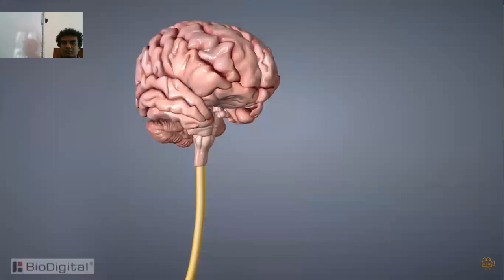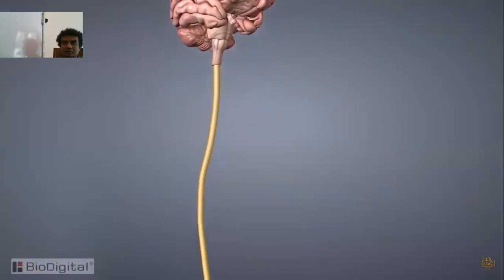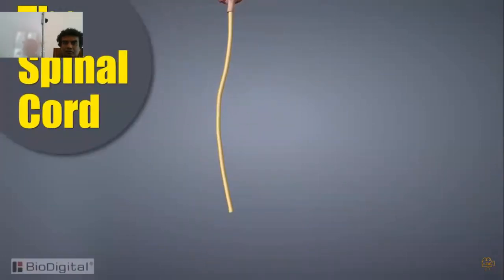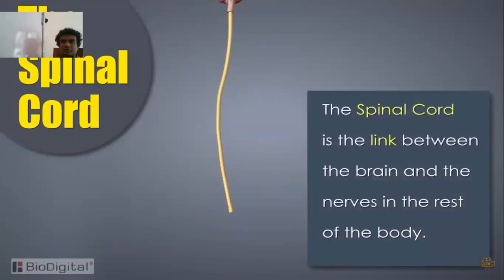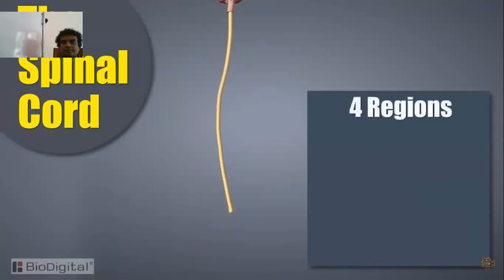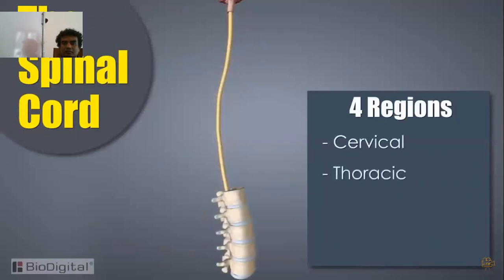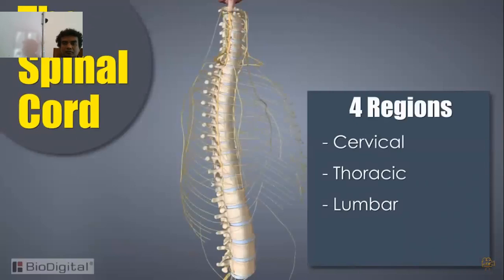Now that we've covered the brain, let's take a look at the other half of the central nervous system, the spinal cord. The spinal cord is the link between the brain and the nerves and the rest of the body. The spinal cord is divided into four different regions: the cervical, thoracic, lumbar, and the afferent and efferent spinal nerves, which merge to form the peripheral nerves.